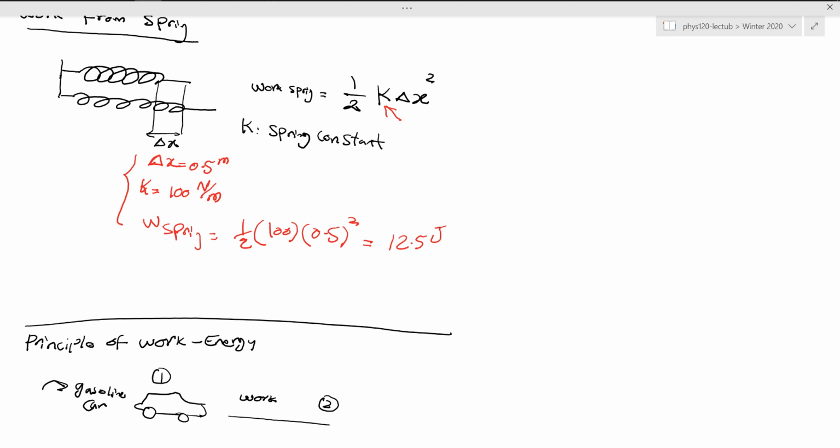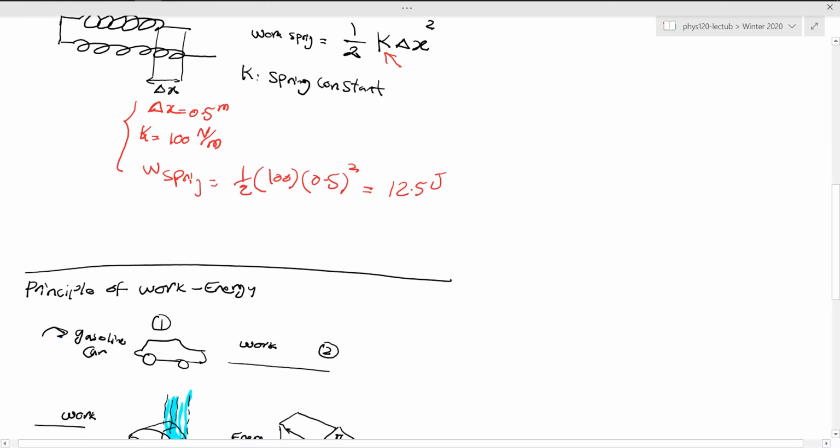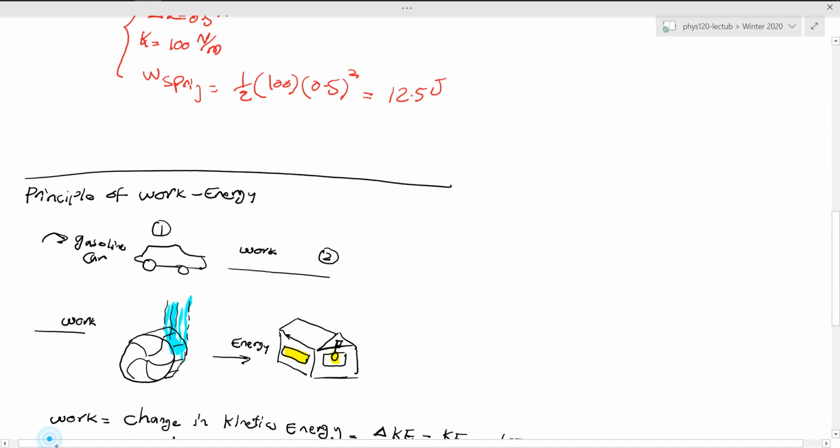The next lecture that I'd like to talk about is the principle of work and energy. So what does principle of work and energy mean? Like for instance, if you drive your car, what you put in your car is gasoline, which is energy, right? And then once you drive your car, it gives you work. So it displaces you from place 1 to place 2.